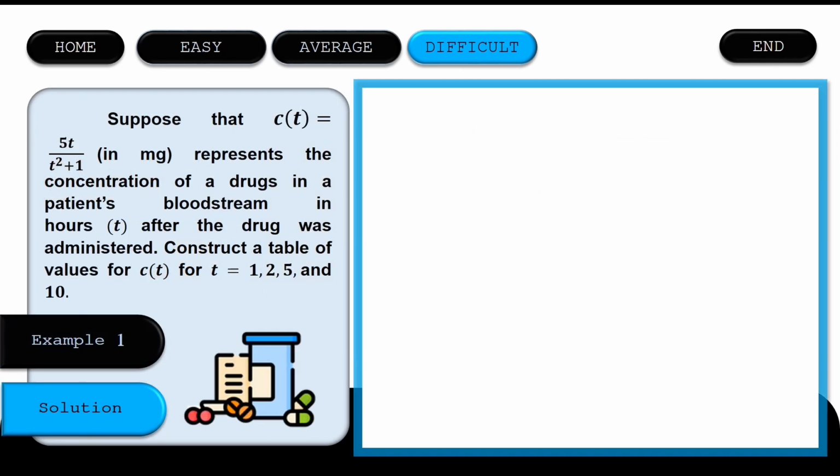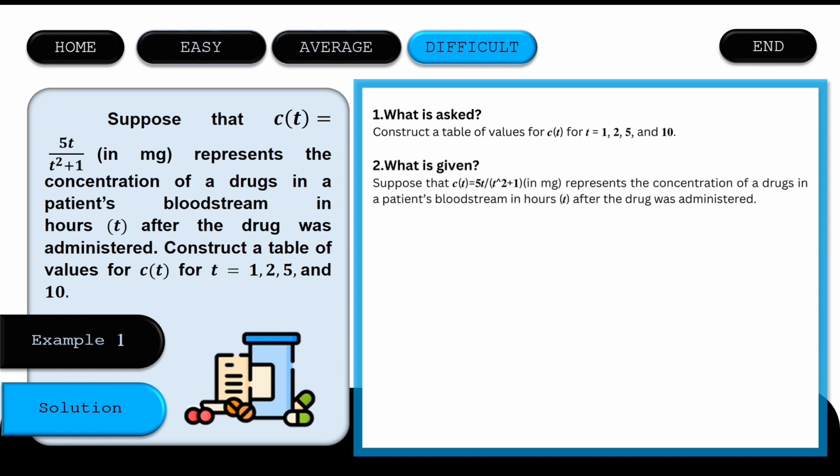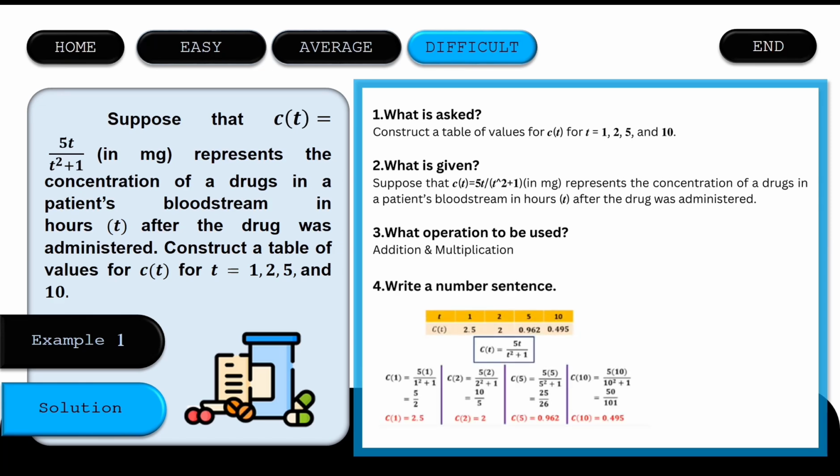For this solution, first step, what is asked? Construct a table of values for C of t for t equal to 1, 2, 5, 10. What is given? Suppose that C of t is equal to 5t over quantity t squared plus 1 represents the concentration of a drug in a patient's bloodstream t hours after the drug was administered. Operation to be used: addition and multiplication. By writing the number sentence, let us construct the table for t and C of t. Let us indicate 1, 2, 5, and 10.